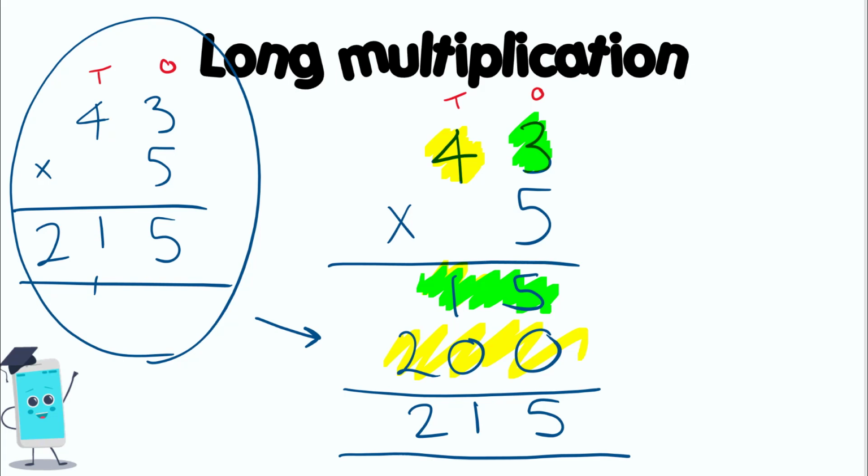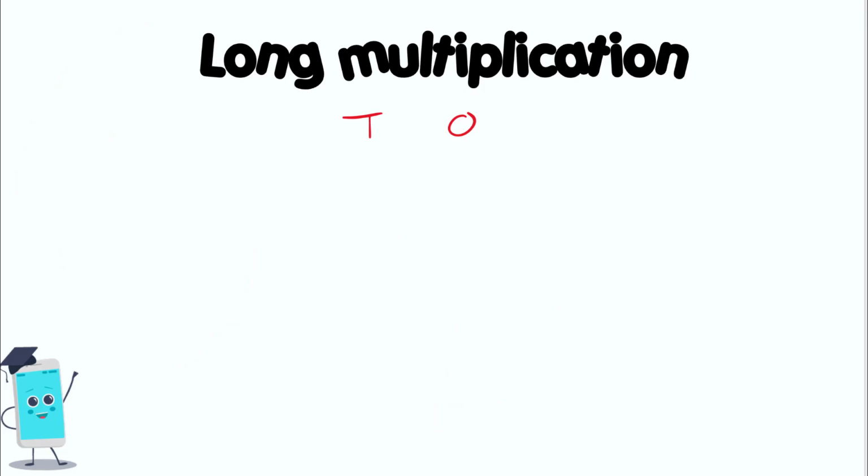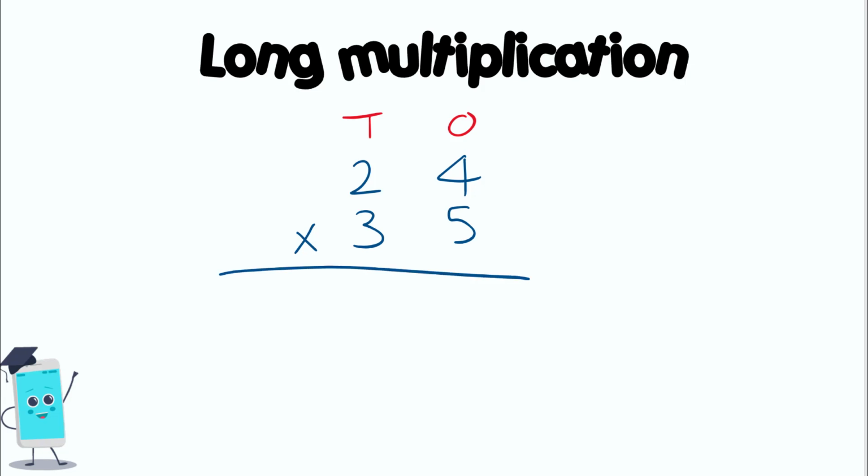Okay, let's move on now to a pair of 2-digit numbers. So I'm going to do 24 times 35. And I've labelled my 10s and my 1s here. Okay, I am going to start off by multiplying by my 5. I always start with my 1s column. I'm going to almost ignore my 3.